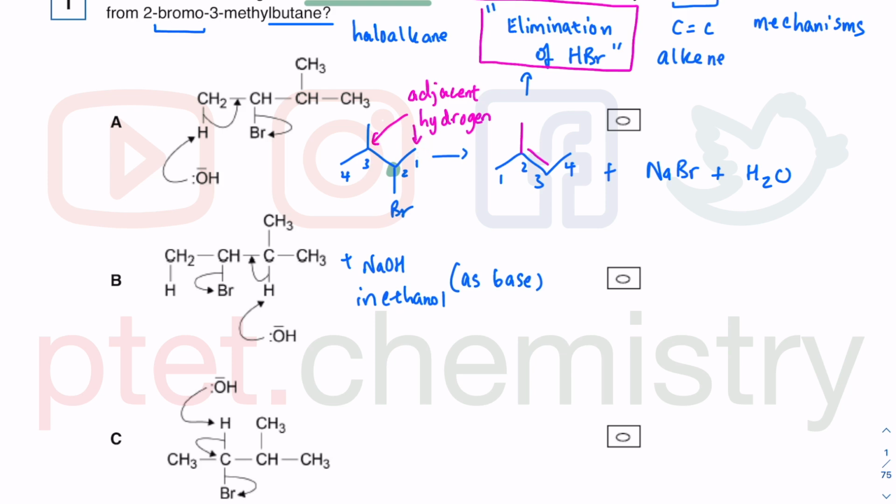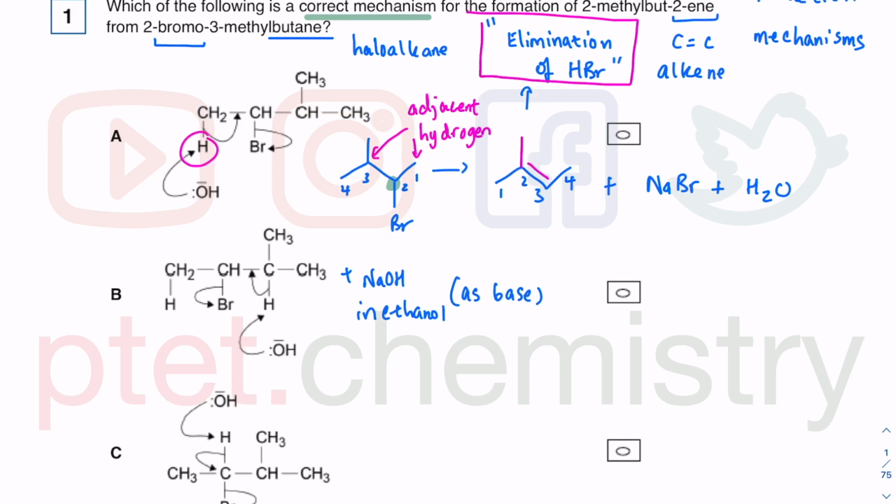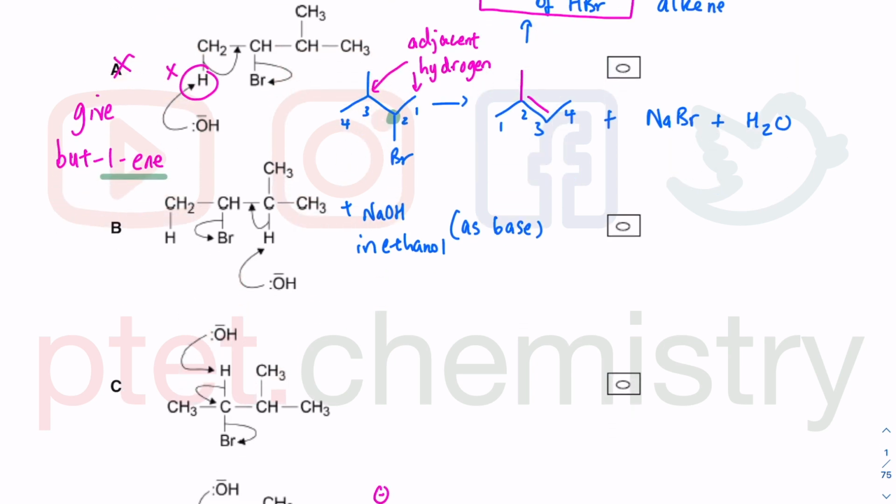So I know I want to get a but-2-ene. If I eliminate from this carbon 1 here, my double bond will be between 1 and 2. I'll get the but-1-ene instead of the but-2-ene. So it cannot be this, because it will give but-1-ene. What I'm saying is the alkene will be at position 1 at the end there, so it cannot be that. So now we're left between B and C.